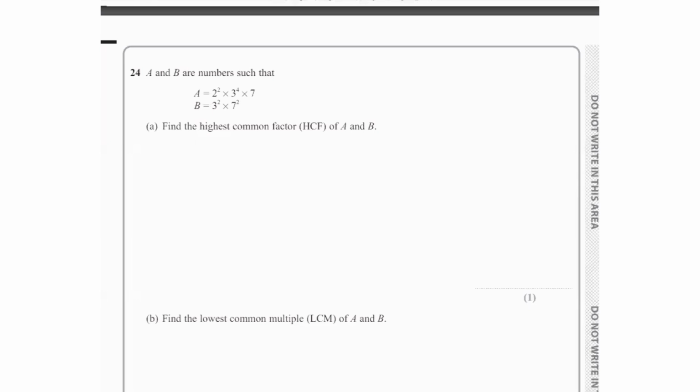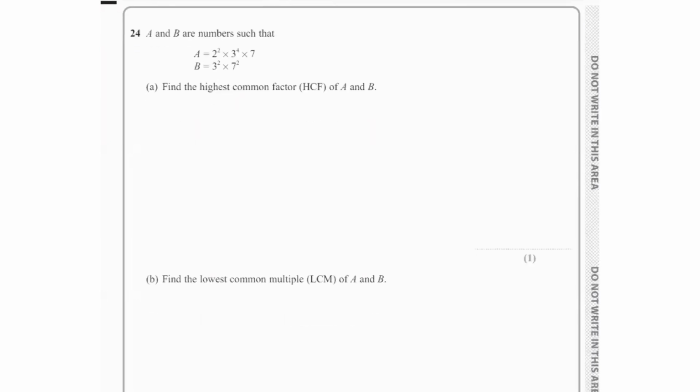Question 24 says A and B are numbers such that A equals 2 squared times 3 to the power 4 times 7 and B equals 3 squared times 7 squared. Find the highest common factor of A and B. So if you look at the highest common factor, we know 7 is present in both of them, and we have a 3 squared present in both of them.